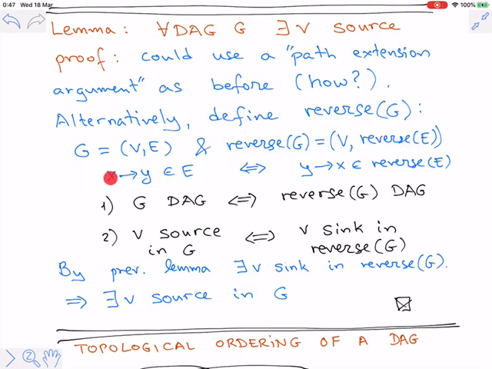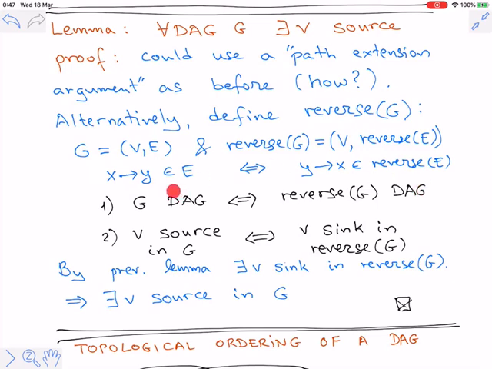Well, we say that there is an arc from X to Y in E if and only if there is an arc from Y to X in the reverse of E. So the reverse of E is simply taking all the edges of E and reversing their direction. If they went from X to Y, now they go from Y to X. Now, notice that if G is a DAG, a directed acyclic graph, then the reverse of G is also a directed acyclic graph and vice versa.